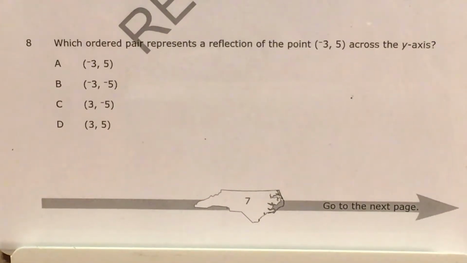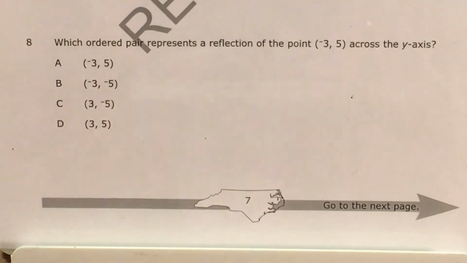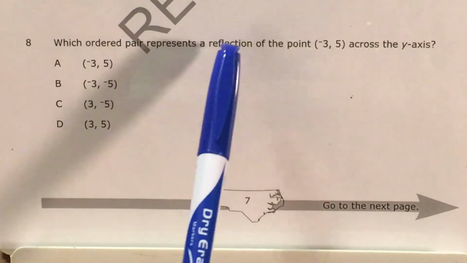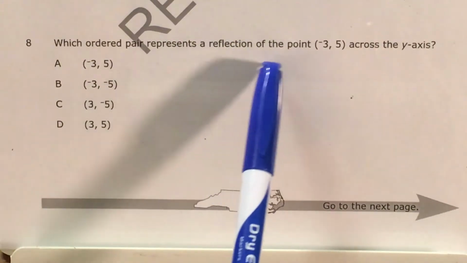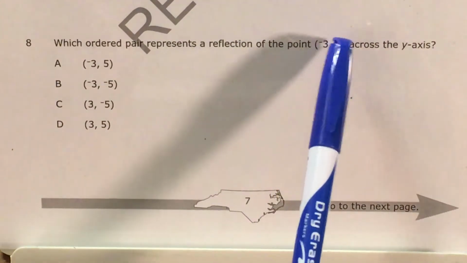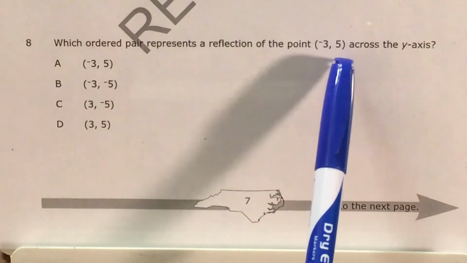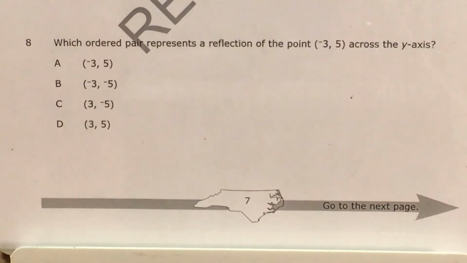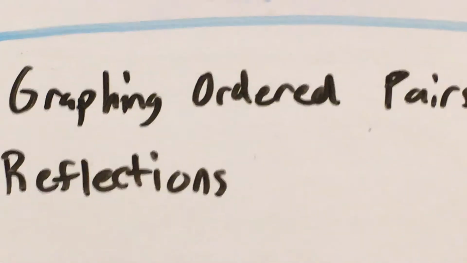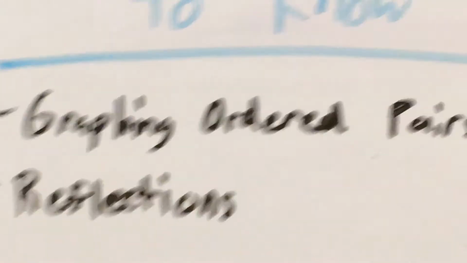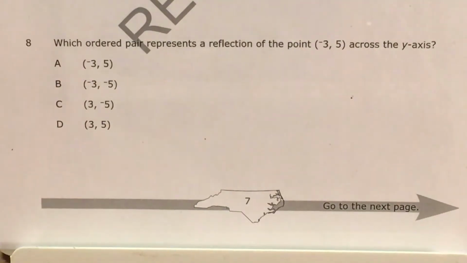This is Mr. W. Today we're going to tackle question 8 in the 6th grade math questions that North Carolina released this past school year. We can see that we're just trying to find out which ordered pair represents a reflection, so flipping over, of the point (-3, 5), x of -3, y of 5, across the y-axis. In order to do that, we're going to need to know how to graph ordered pairs and also how to work with reflections. Those are the big skills that we're going to need to know in order to be successful on a question like this.